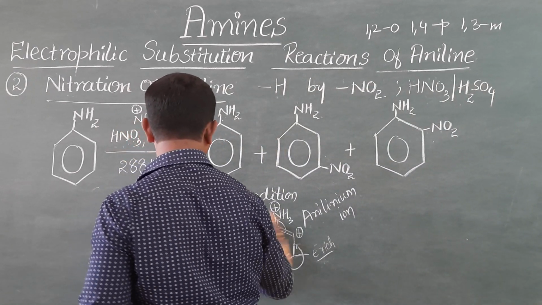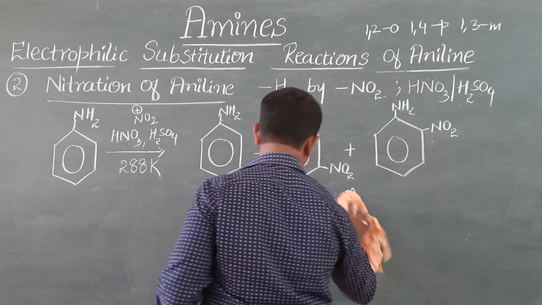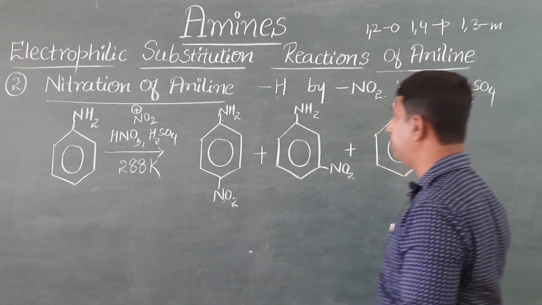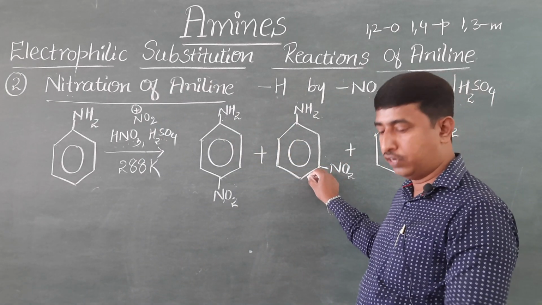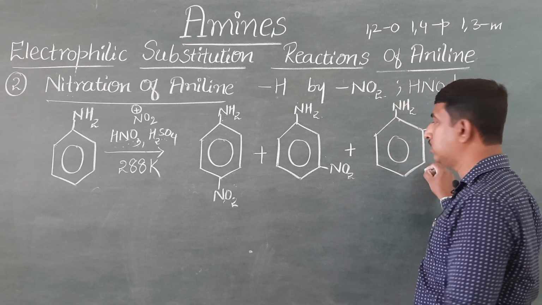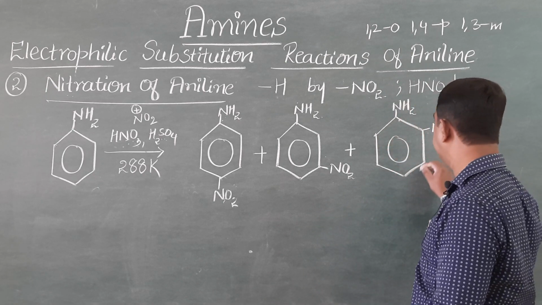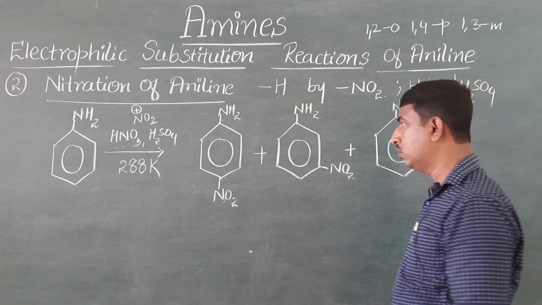So, during nitration, we will get para derivative 51%, meta derivative 47%, and 2% ortho derivative.